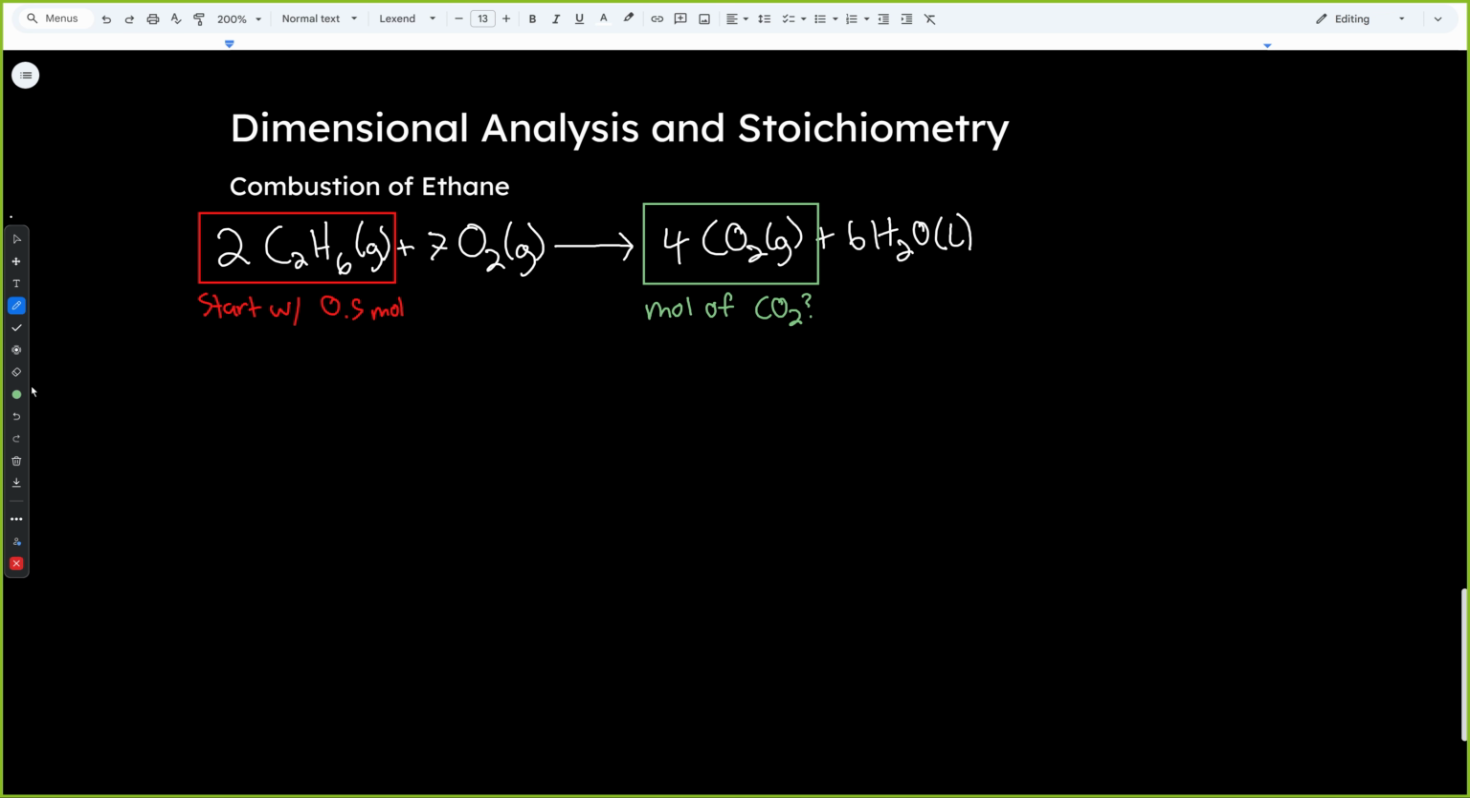Just to make this easier, I'm going to go ahead and draw the figure and explain what each part of it means. In this figure, whenever we're going from left to right, that is going to be our dimensional analysis.